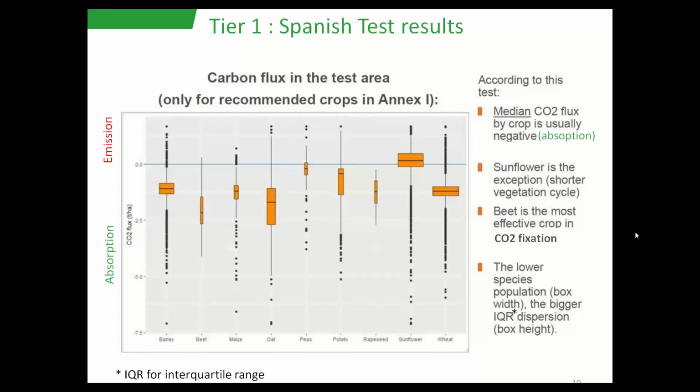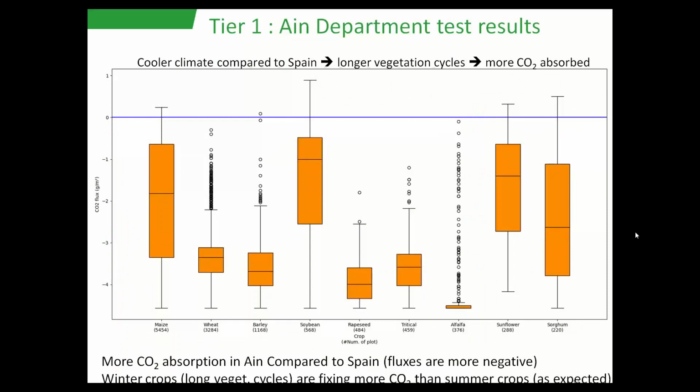And as you can see, sunflower is most of the time emitting CO2, which is logical because it has a very short vegetation cycle, and other crops like barley, for instance, or wheat are fixing some CO2 annually. We did the same analysis in France, and as we have a cooler climate compared to Spain, the vegetation cycles are longer, meaning that they absorb more CO2.